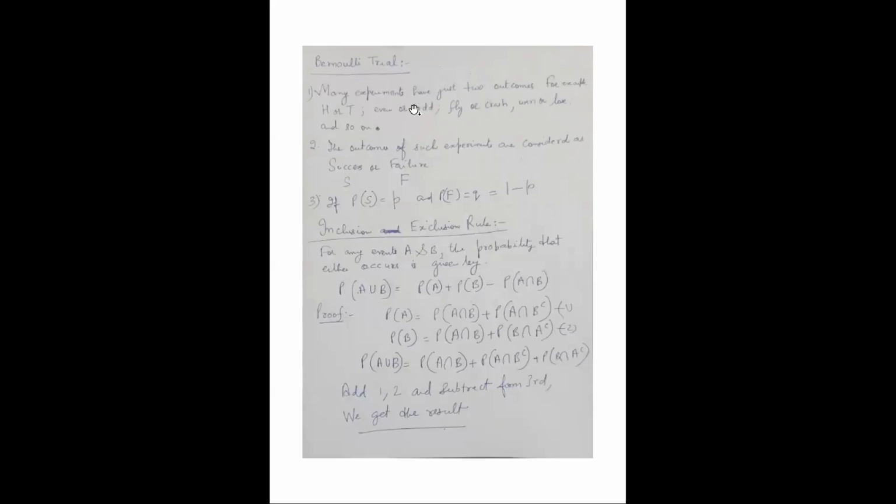Now there is one important type of trial to start the probability concepts. That is the Bernoulli trial. What is a Bernoulli trial? A trial for which the outcomes are only two. Many experiments have just two outcomes. For example, tossing a coin can give head or tail, even or odd, fly or crash, win or lose, and so on. These trials are known as Bernoulli trials. We can associate one outcome with success and the other with failure. If the probability of success is P, then the probability of failure is 1 minus P.